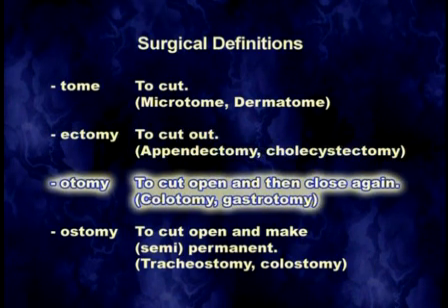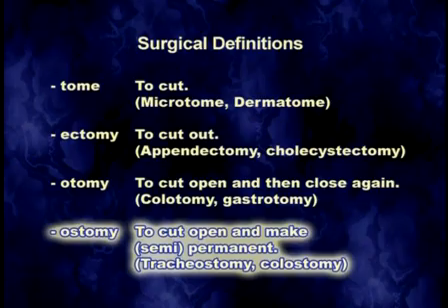Otomy means to cut it open, and it implies that you're going to close it up again. So we can do a colotomy, open the colon, take out a polyp, and close it up again right away. We can do a gastrotomy, same thing. Open it up, take out what we want, and close it. Ostomy implies permanence or semi-permanence. Tracheostomy, we open the trachea, insert an airway, let the patient breathe on that for an hour, a day, a year, and then we're going to remove it.